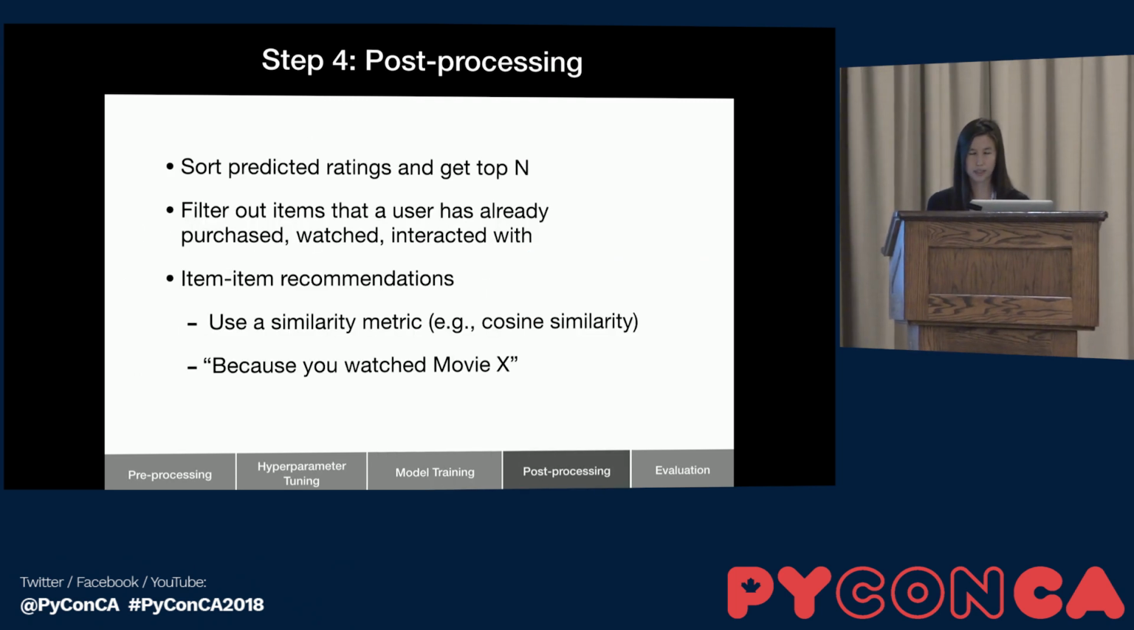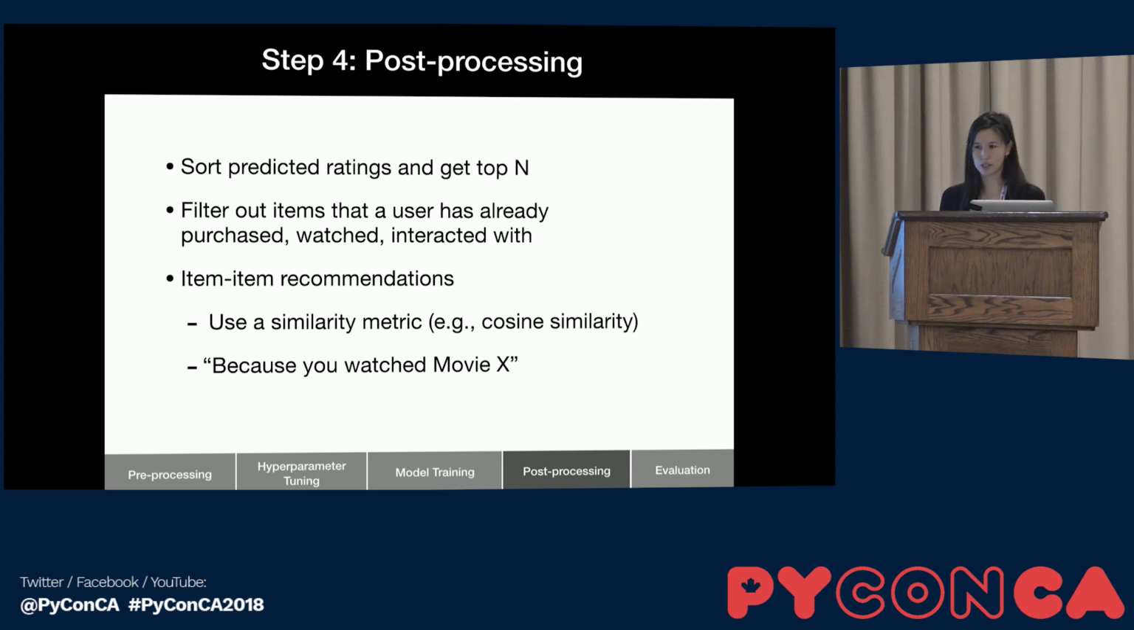So there's some post-processing involved, where we have to sort all of the predicted ratings and get the top N recommendations to render to the user. We may want to filter out items that a user has already interacted with. For example, if I already watched Toy Story, I don't really want to have Toy Story in my recommendations of movies to watch next.